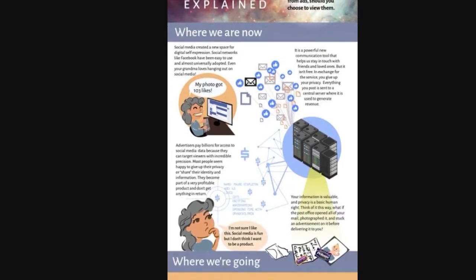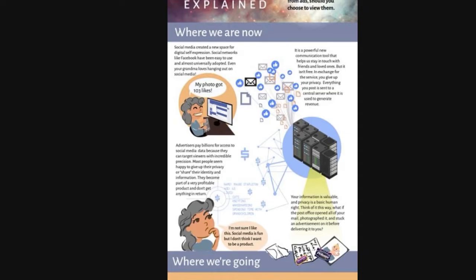Social media created a new space for digital self-expression. Social networks like Facebook have been easy to use and almost universally adopted. Even your grandma loves hanging out on them. It is a powerful new communication tool that helps us stay in touch with friends and loved ones, but it isn't free. In exchange for the service, you give up your privacy. Everything you post is sent to a central server where it is used to generate revenue. Advertisers pay billions for access to social media data because they can target viewers with incredible precision. Most users are happy to give up their privacy or share their identity and information. They become a part of a pretty profitable product and don't get anything in return.